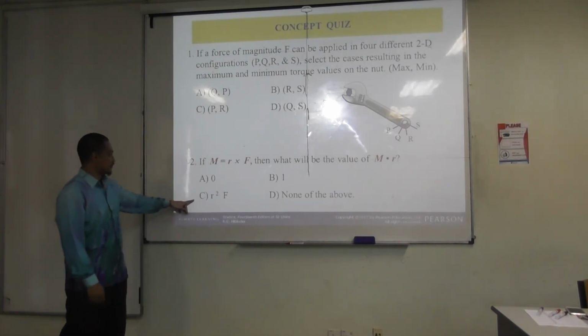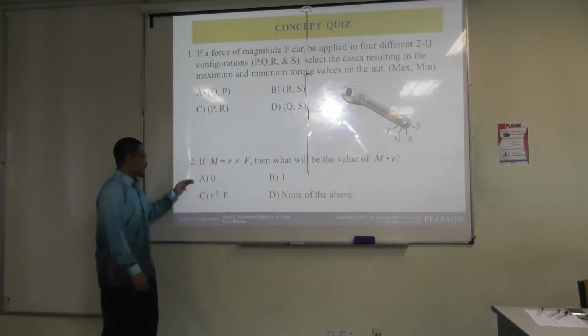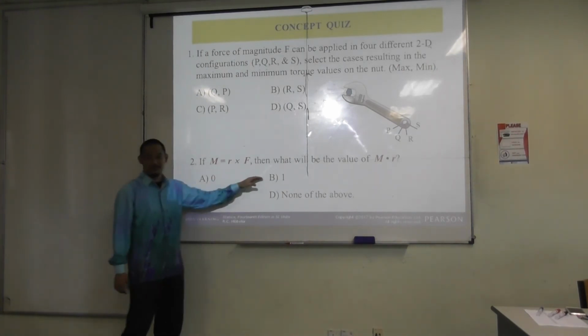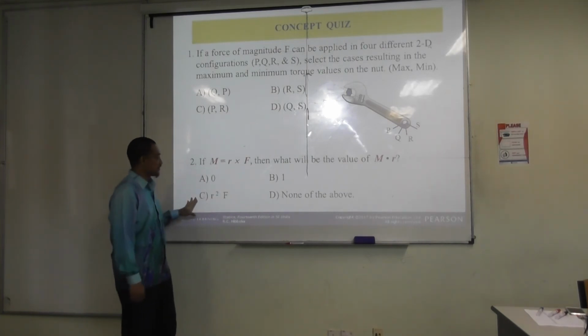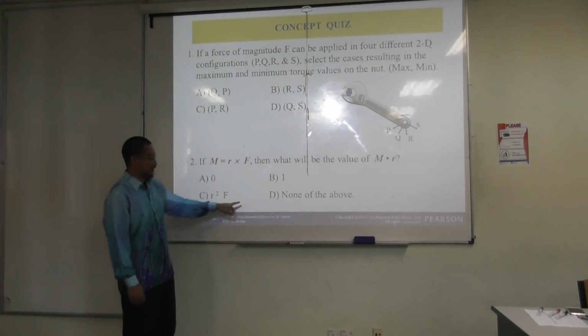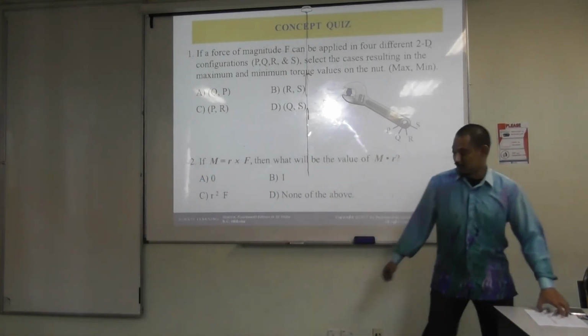This one? Oh, we see this? None of the above. Okay, how many of you say A? Anyone? B? C? How do you get square? Oh, because you plug in here. D? Okay, the concept is okay.